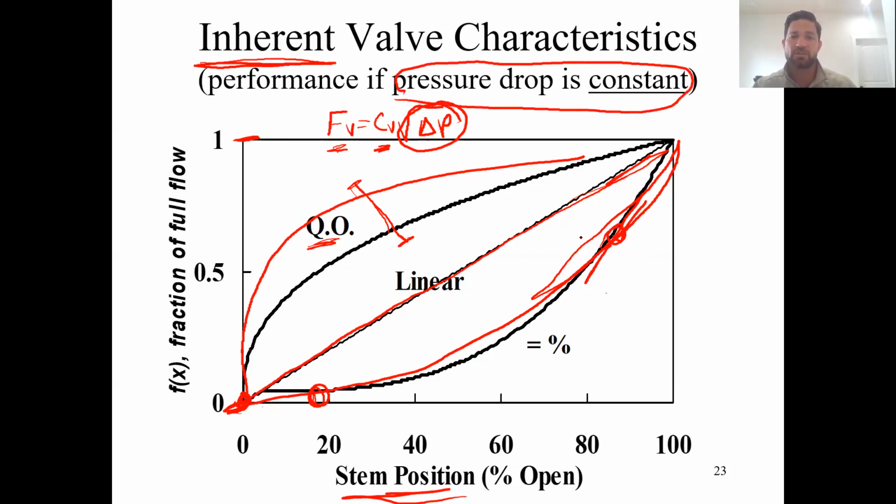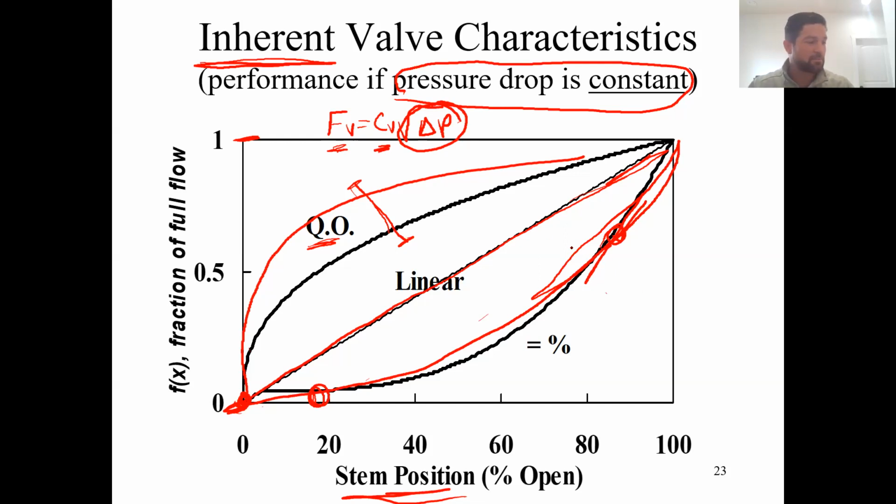So this is just really to show how the flow responds, or how the stem allows liquid to flow through as you open and close the valve. Right, so one of them is linear, and the other makes small changes at small percent opens and large changes at large percent opens. So that's what the equal percentage means.